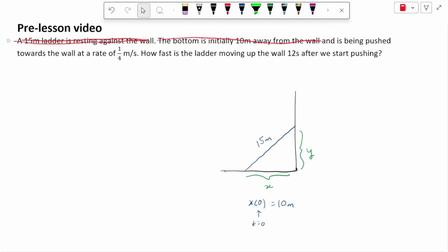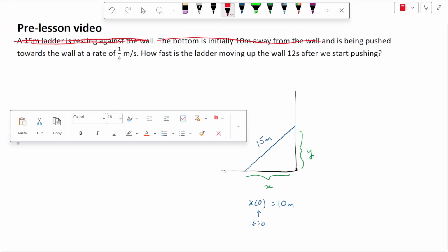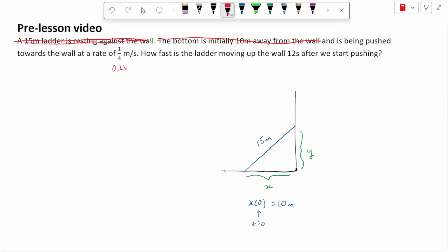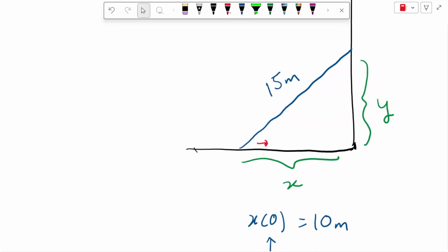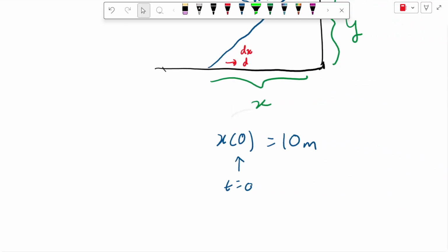And it's being pushed towards the wall at a rate of 1/4, or in other words, 0.25 meters per second. So pretty much what that means is this ladder is getting pushed there. And you can think dx over dt. So how is x changing? That is dx over dt. It's like a speed in the x direction. This is 0.25 meters per second.